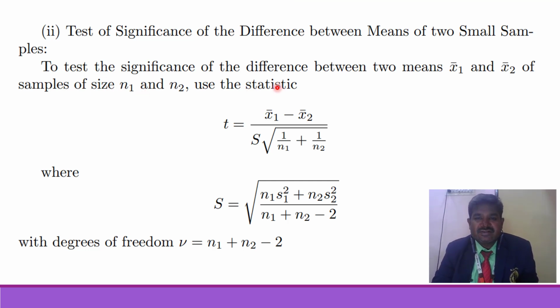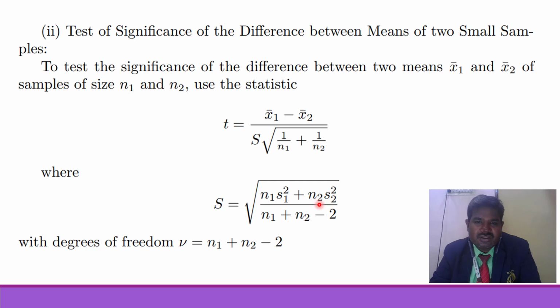To test the significance of the difference between two means x1 bar and x2 bar of samples of size n1 and n2 respectively, we use the statistic t equals x1 bar minus x2 bar divided by capital S into root of 1 by n1 plus 1 by n2, where capital S equals square root of n1 s1 square plus n2 s2 square divided by n1 plus n2 minus 2, with degrees of freedom mu equal to n1 plus n2 minus 2.